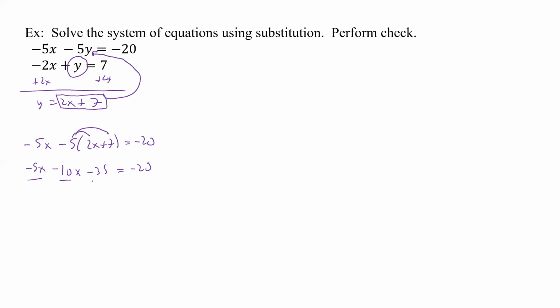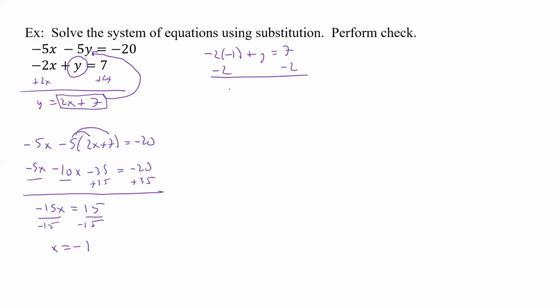Well, those two combine, so I'll add 35. So that's going to be negative 15x equals, that looks like a positive 15. So negative 15 divided on both sides, we get x equals negative 1. All right, and again, we can plug it back into either equation. So if we plug it into the second one, minus 2 times minus 1 plus y equals 7. Well, that's a positive 2, so I have to subtract 2 from both sides, and y equals 5. So I'm saying my solution is negative 1, 5.